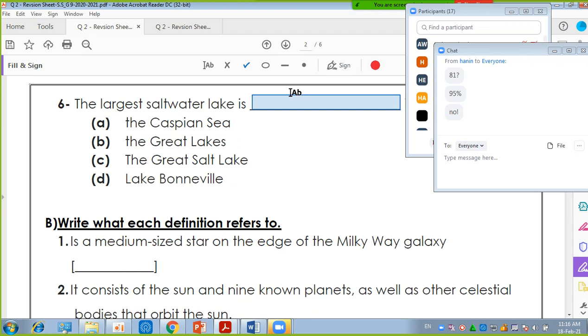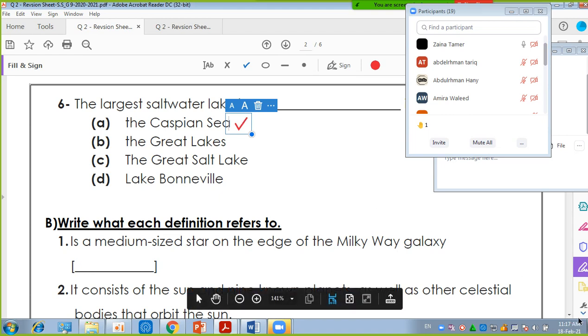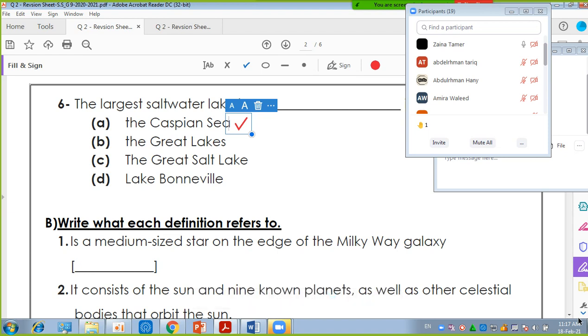Mahmoud Isam, number 6. The saltwater lake, the largest one, what is it? I told you last time, just because it's written in great letters does not mean it is the largest one. Zina, go on. The Great Lakes of North America. No, I don't have the Great Lakes here. It's the Caspian Sea. The Caspian Sea is the largest saltwater lake.